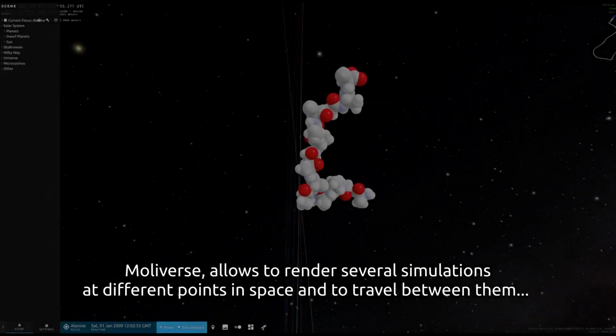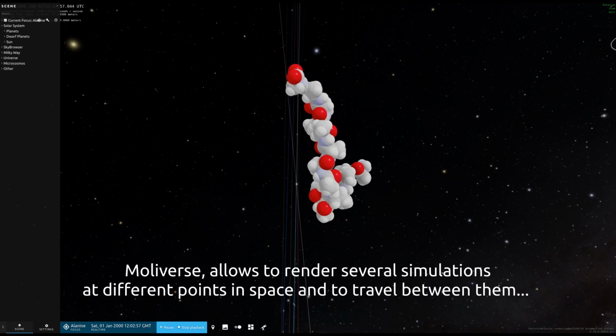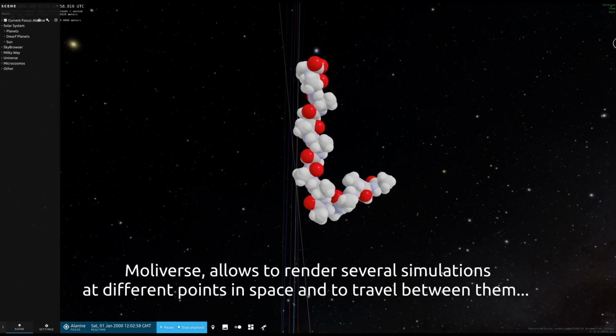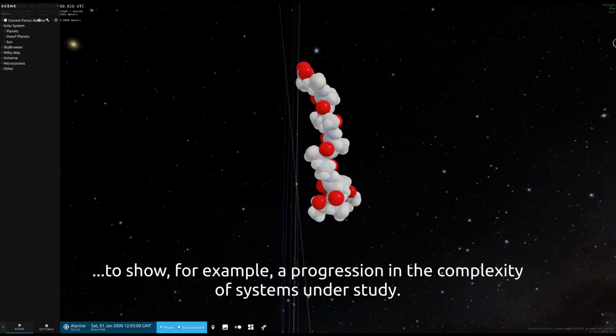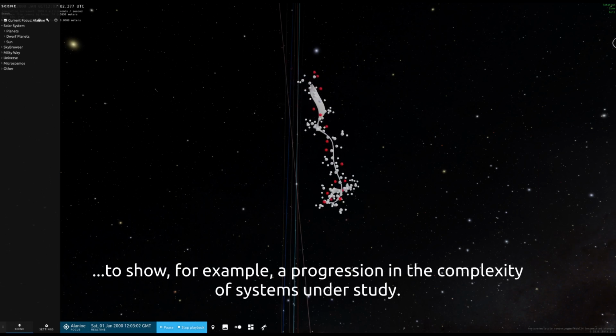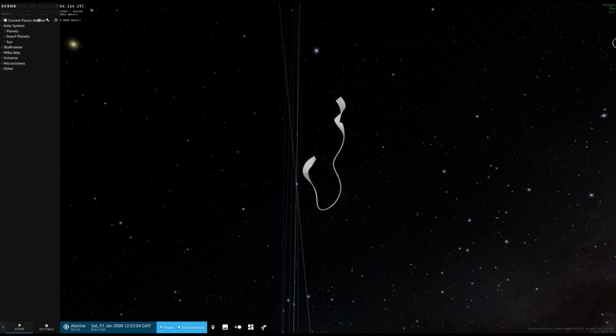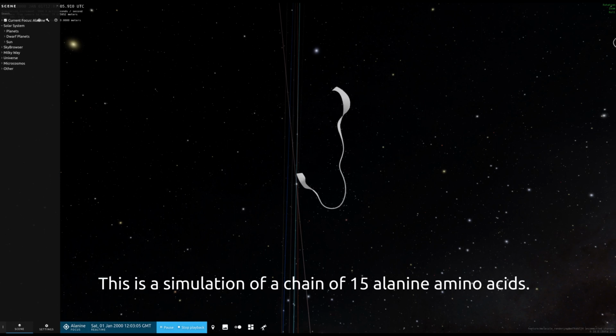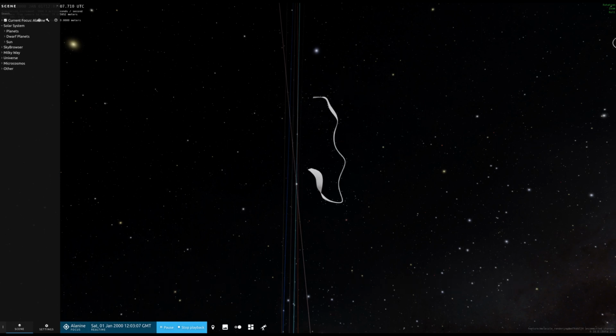Use case 2, molecular exhibits. Moliverse allows to render several simulations at different points in space and to travel between them to show, for example, a progression in the complexity of systems under study. This is a simulation of a chain of 15 alanine amino acids.